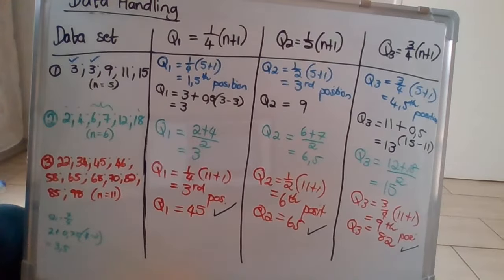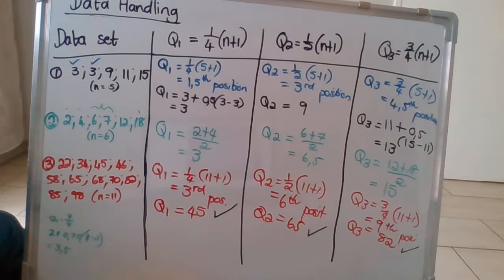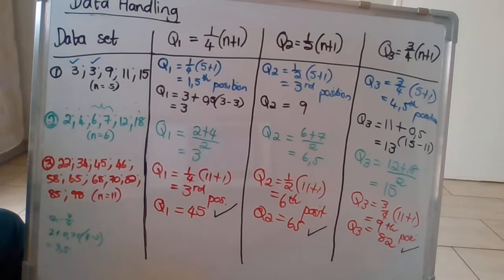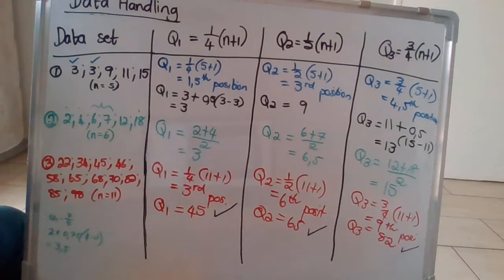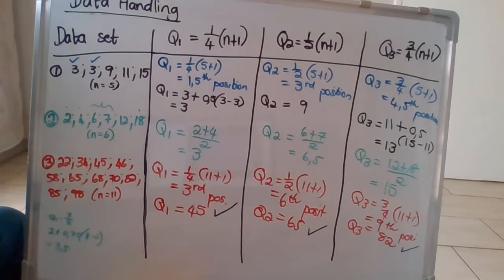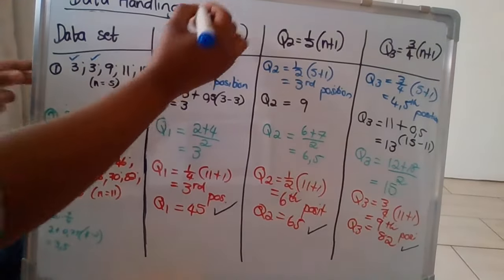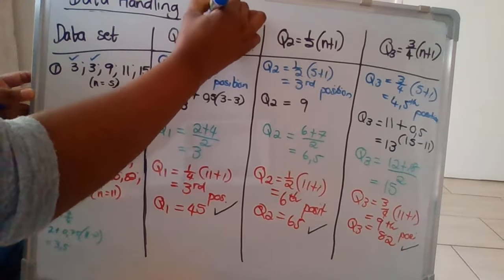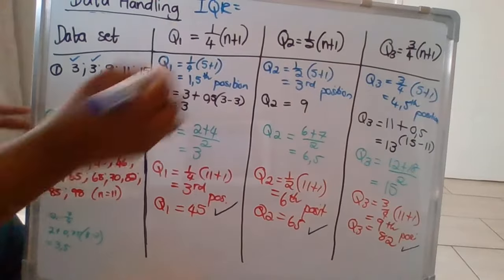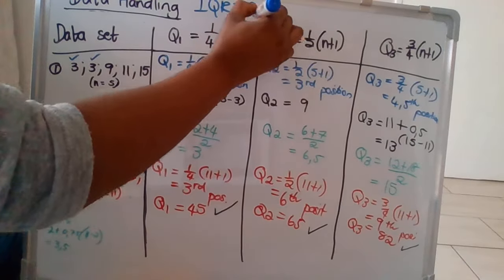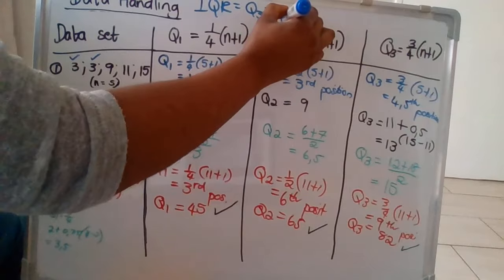So once we have calculated our quartiles, then we must find the interquartile range. So remember in the beginning I said that the range is the difference between the highest value in your data set minus the lowest value in your data set. So again here, when we talk about the interquartile range, we refer to that as my upper quartile minus my lower quartile.